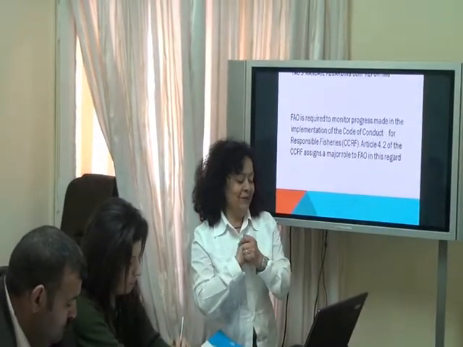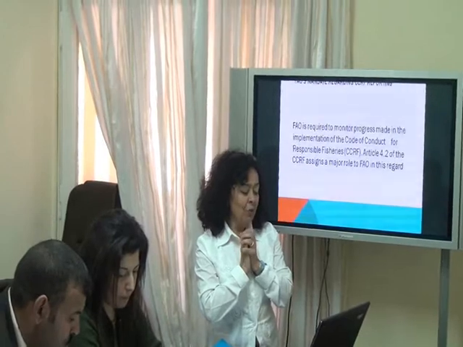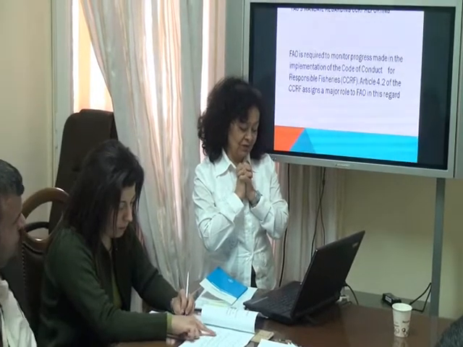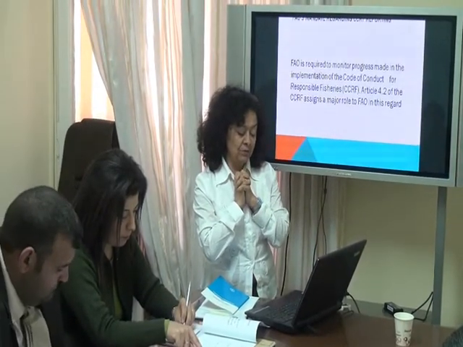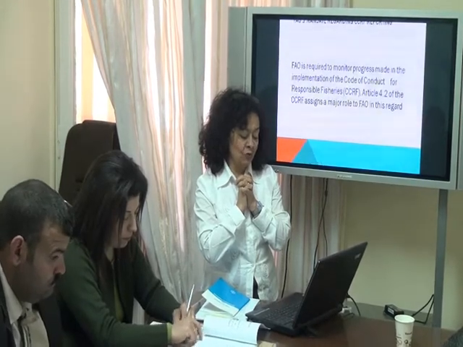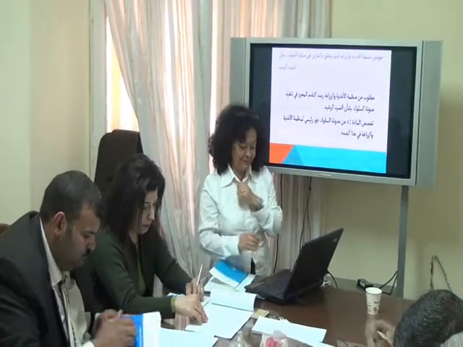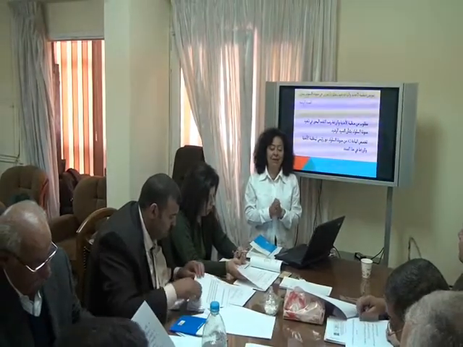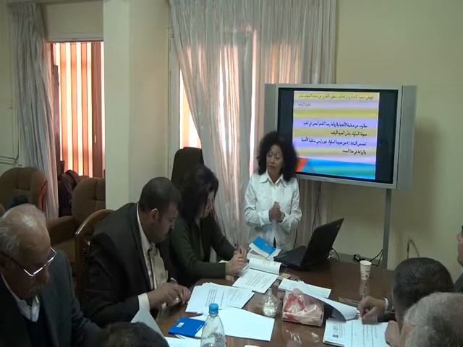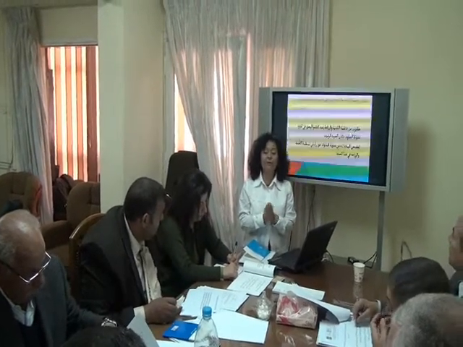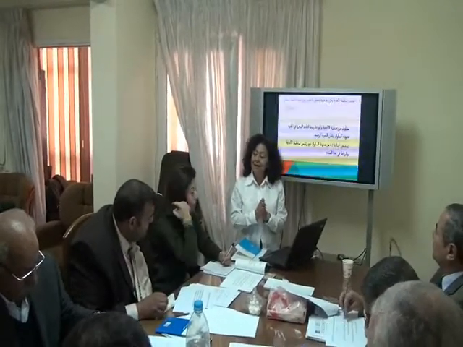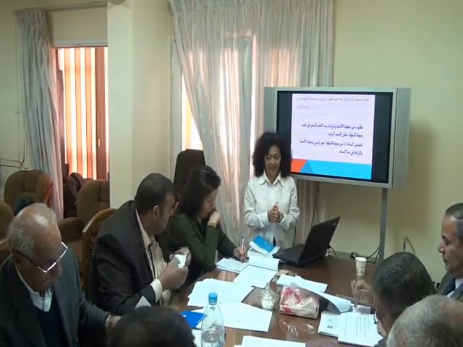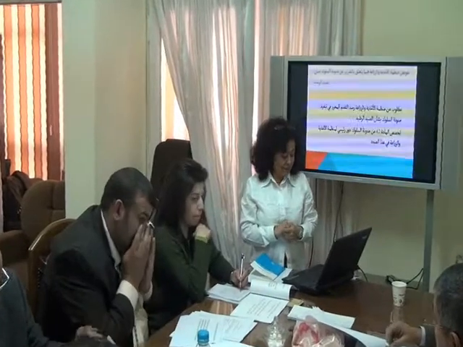So, the FAO's mandate regarding the reporting. FAO is required to monitor the progress made in the implementation of the Code of Conduct for Responsible Fisheries, and Article 4.2 of the Code assigns a major role to FAO in this regard. As you know, every 2 years we have the meeting of COFI, the Committee on Fisheries of FAO. And one of the standing elements of the agenda is the reporting of the countries on the compliance of the code. This is a general report.